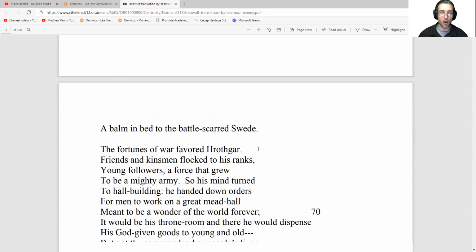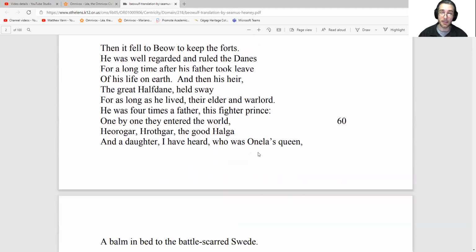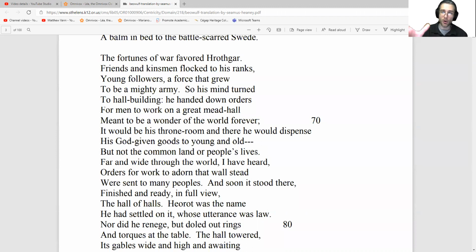So, as we go on, we have the birth of Hrothgar, who is the king of Heorot that we see a little bit later on. The fortunes of war favored Hrothgar. Friends and kinsmen flocked to his ranks, young followers, a force that grew to be a mighty army. So his mind turned to hall building. He handed down orders for men to work on a great mead hall meant to be a wonder of the world forever. So Hrothgar uses his power to create civilization.